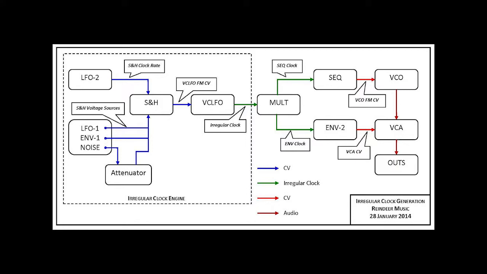As you'll see when we run the patch, the irregular clock signal is determined and therefore somewhat controlled by the relationship between the sample and hold clocking rate coming from LFO2 and the LFO waveform, or the envelope 1 shape, and its cycle rate. When using a noise source as the sample and hold input, routing it first through an attenuator gives us the ability to control the maximum voltage available at the sample and hold input.